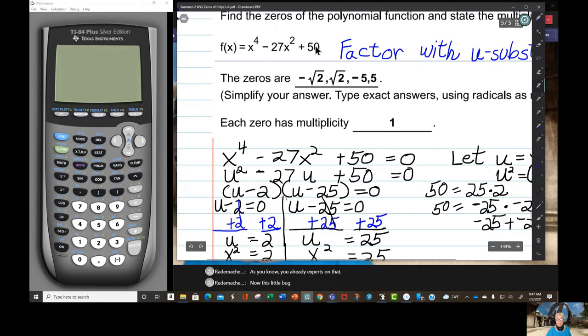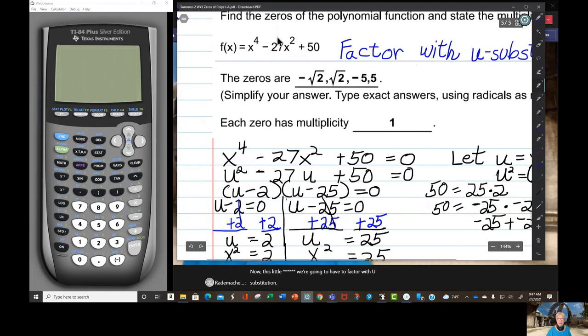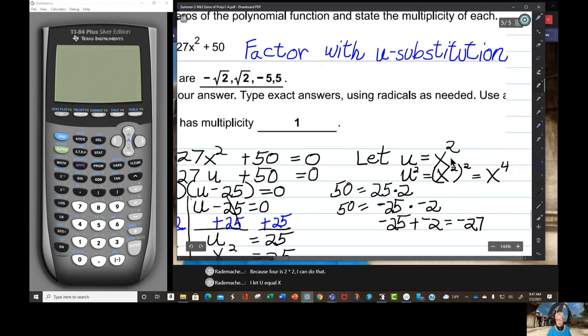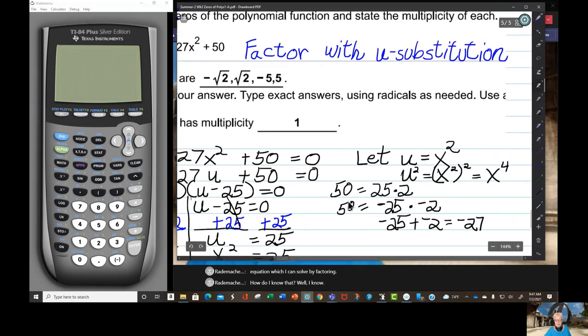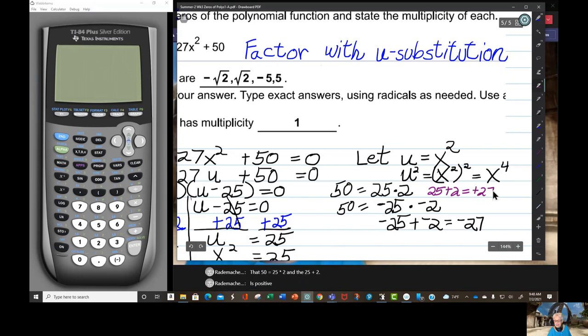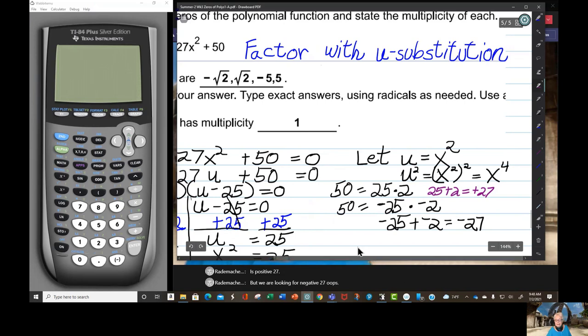Now this little bugger, we're going to have to factor with U substitution. Because 4 is 2 times 2, I can do that. I let U equal x squared, and then U squared equals x squared squared, which is x to the fourth. And that lets me temporarily change this to a quadratic equation, which I can solve by factoring. How do I know that? Well, I know that 50 equals 25 times 2, and the 25 plus 2 is positive 27. But we are looking for negative 27. Oops, that's not going to help.